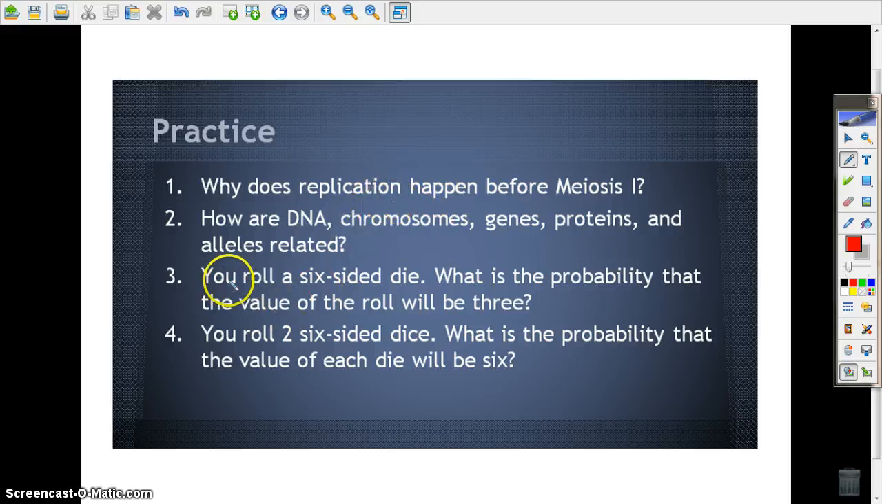On 3 and 4, I've given you probability problems, and I want you to work through these, and I want you to show all of your work. Tomorrow when you get to class, I'm going to be asking 4 different people to show and explain, and the big word there is explain, their answers to the class. Make sure that we all got it. So be prepared for tomorrow to talk about these 4 questions.